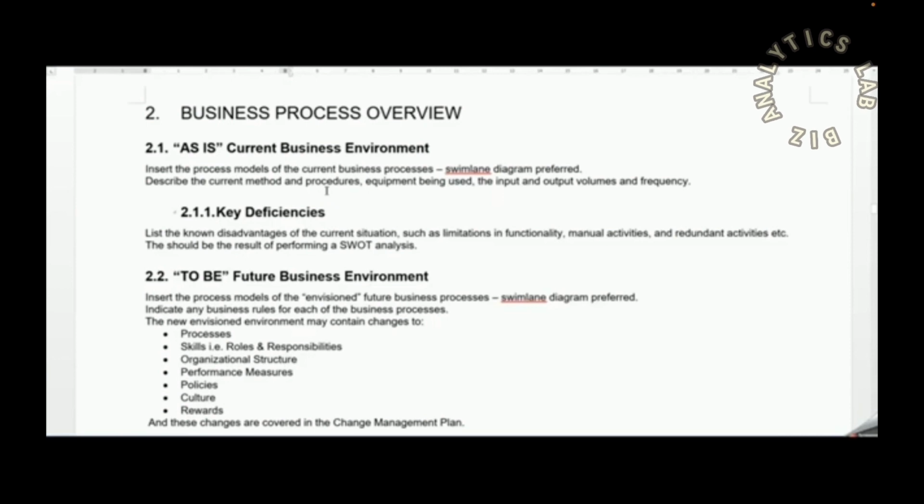So this is where you can discuss the problem that you are having with your current business environment, and then the second section is really the to-be, or the future business environment or future business processes. Again, this is envisioned: it's not how you do things today, but how you envision it is going to change in the future. Again, it would be really beneficial to have a swim lane diagram.